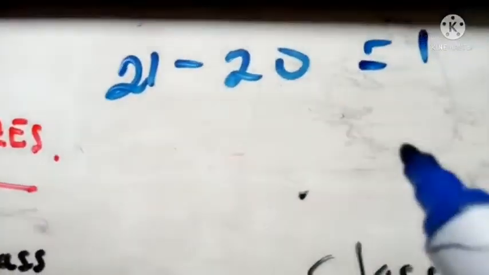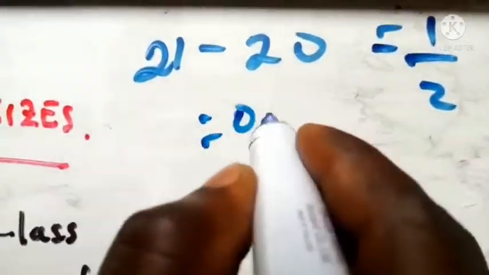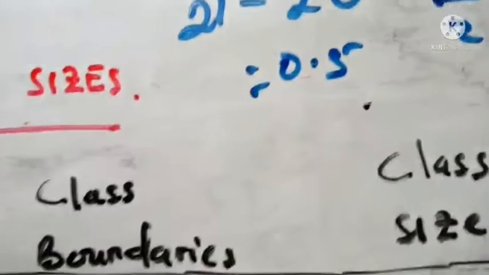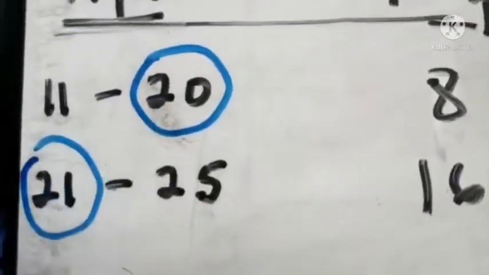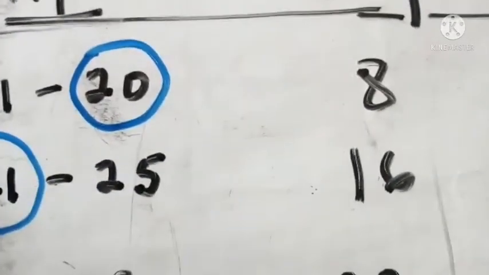If it is equal to 1, then you take half of that, which is 0.5. So this is how you find the class boundary. You pick the last person and then the first person, subtract, and divide by 2, whatever the value may be.